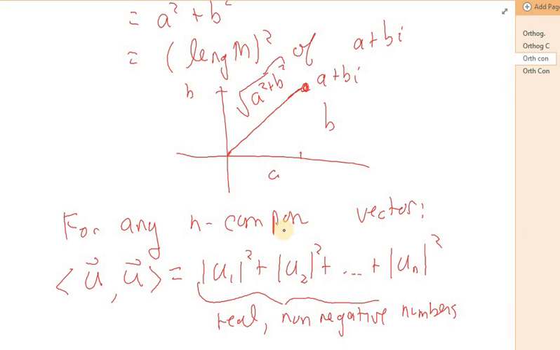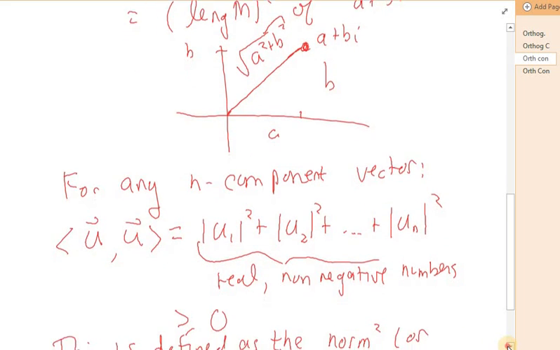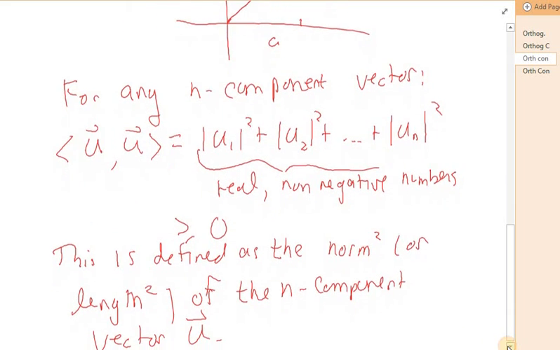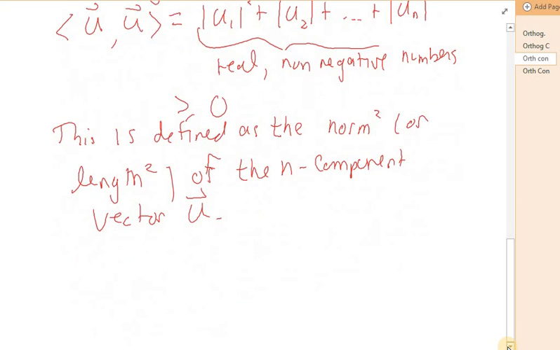So for any n-component vector, for each component of my vector, I'm going to be getting this squared length value. Now, if the components are real, it's just going to be the squared value. Each one of these components is real and non-negative. So this is defined as the length squared, or norm squared, of the n-component vector U.